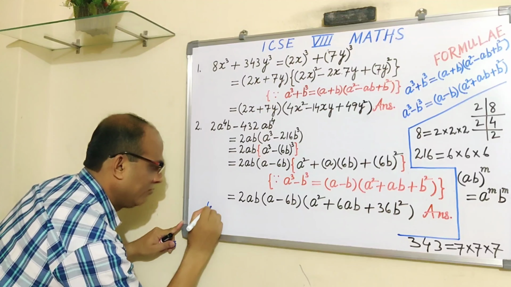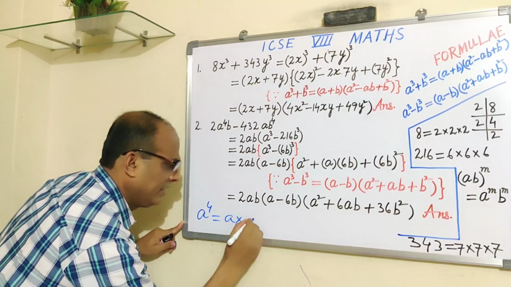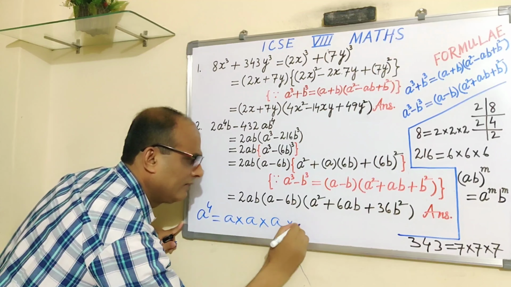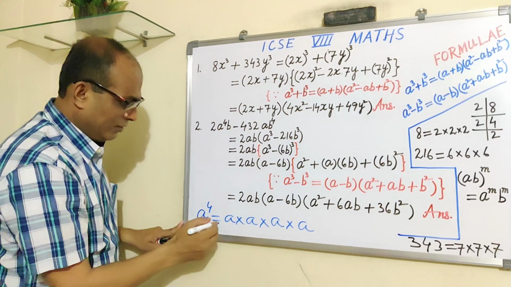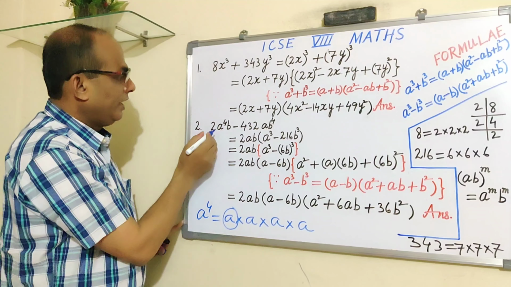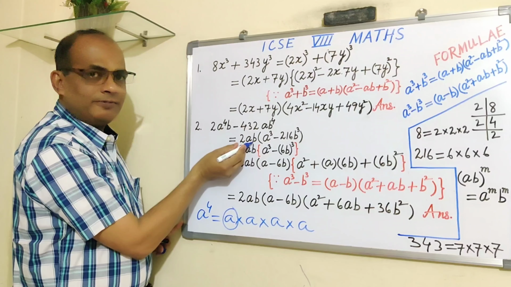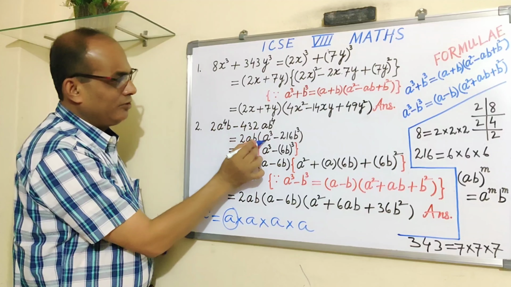Got it? See, a to the power 4 means a into a into a into a. Got it? So 1a you are taking common, so a cube will remain. Fine. And b you have already taken common, so b is out. Only a cube remains here.